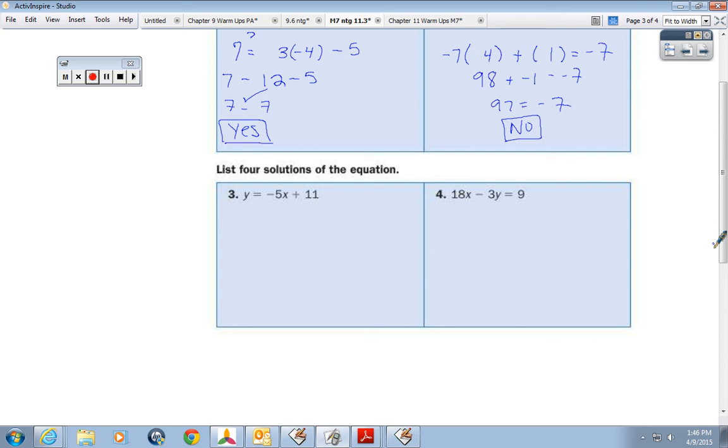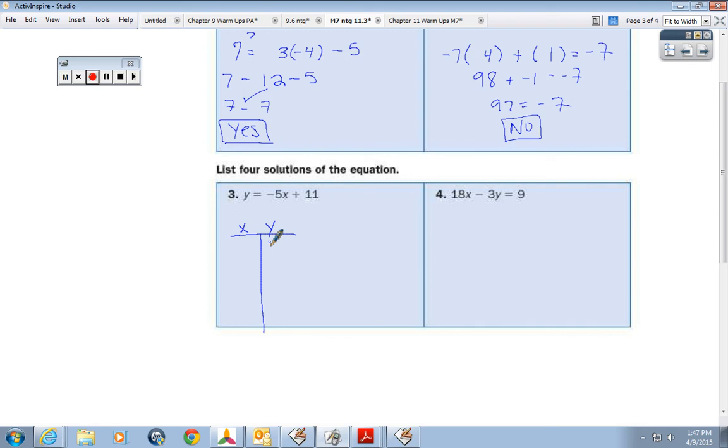T-chart. And the first number is x, and the second number is y. So it says 4 solutions. So I'm going to pick 4 numbers. I really don't care to work with negative numbers right now. So I'm just going to go 0, 1, 2, 3, 4. I'm sorry, just 0, 1, 2, 3.